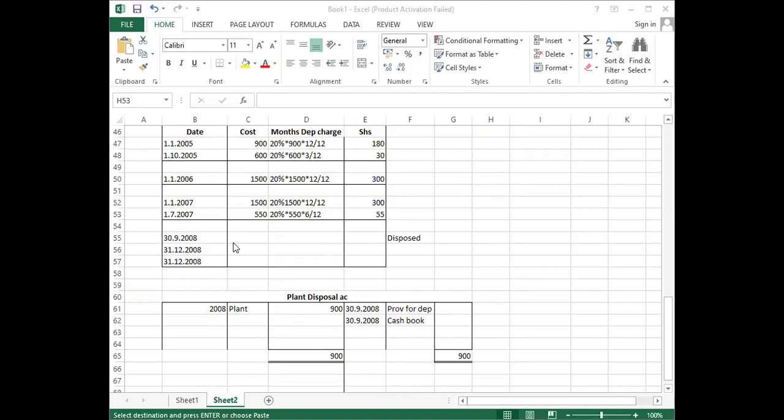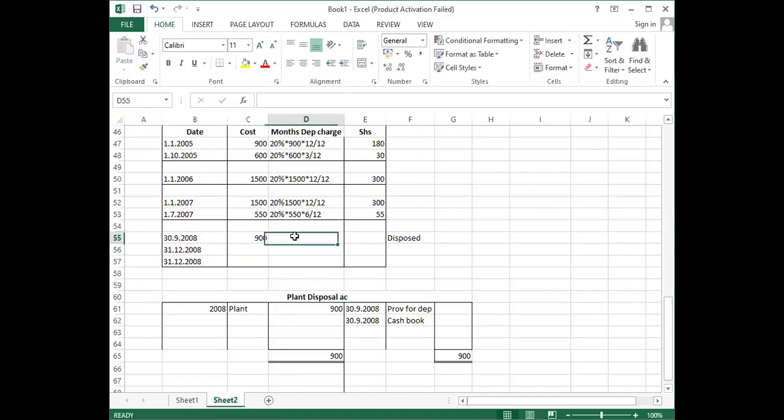You've understood the technicalities, and they are not many. Just knowing what equipment did we have, did we have it for the full year, or was it just for a part of the year? And therefore, if I look at year 2008, one, there was an equipment that we sold on 30th September 2008. What was the cost of that equipment? It was 900. True or false?